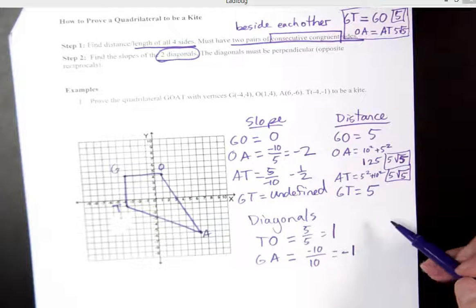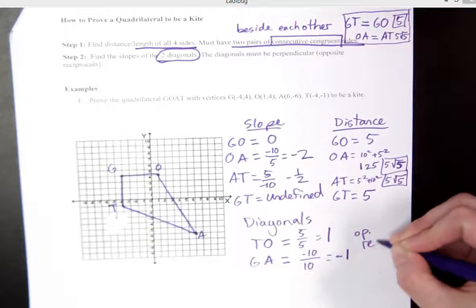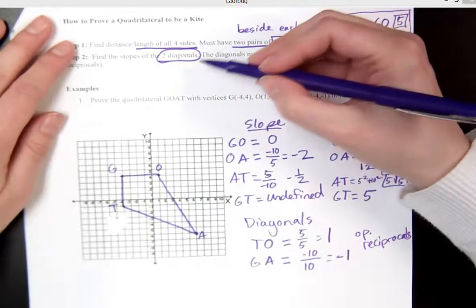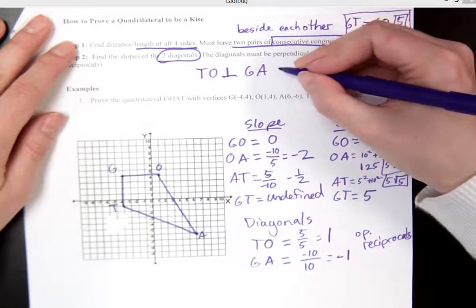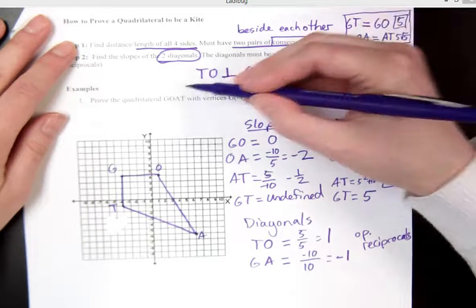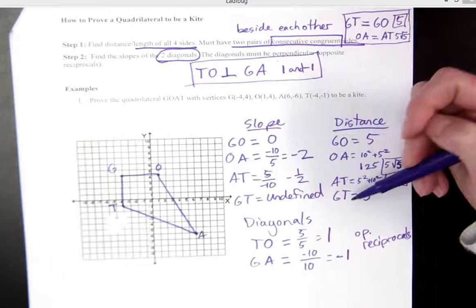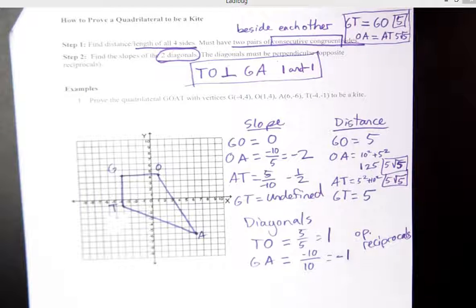Are those perpendicular? Yeah, because they're the opposite reciprocals. And so then my proof statement would be TO is perpendicular to GA, and I'll go ahead and put it's 1 and -1. So I have my evidence right there, and then the work is shown down below. So once you have all that, go ahead and flip over to page 12.